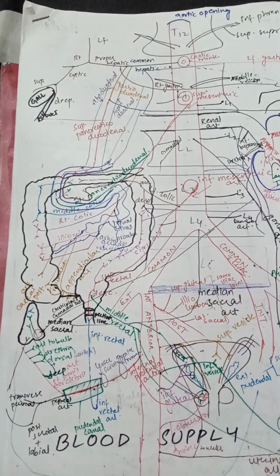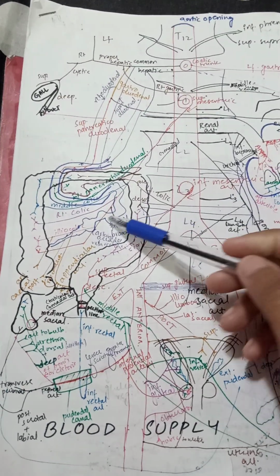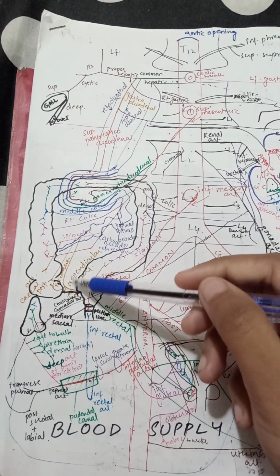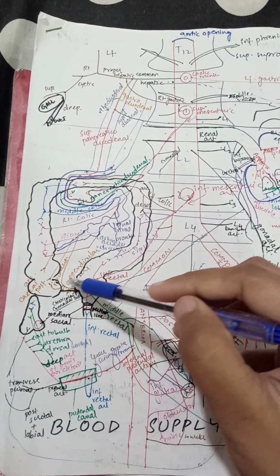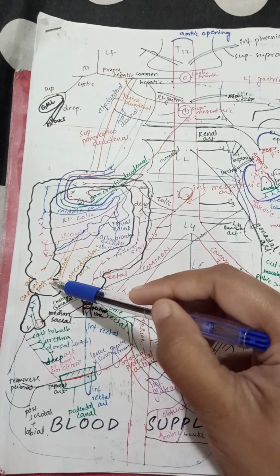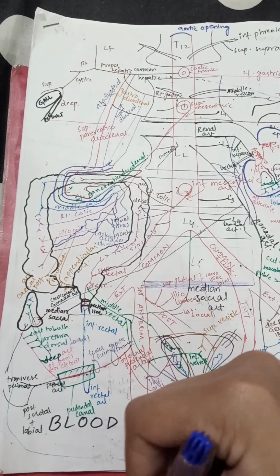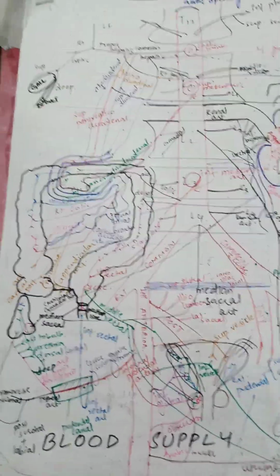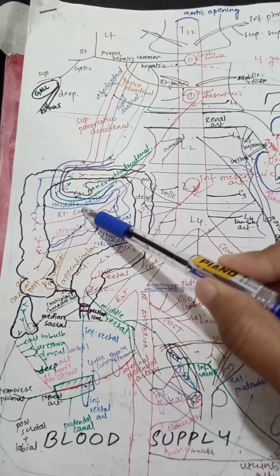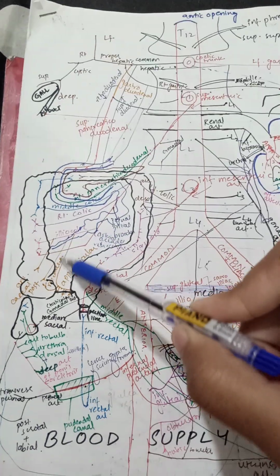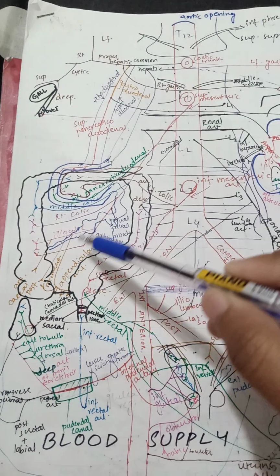Then the ileocolic gives the anterior and posterior cecal and the appendicular arteries, which supply the cecum, and the appendicular artery gives a recurrent branch which anastomoses with the posterior cecal artery. So this is all about superior mesenteric artery. We have seen it gives the branches inferior pancreaticoduodenal, middle colic, right colic, ileocolic, and then the appendicular arteries.